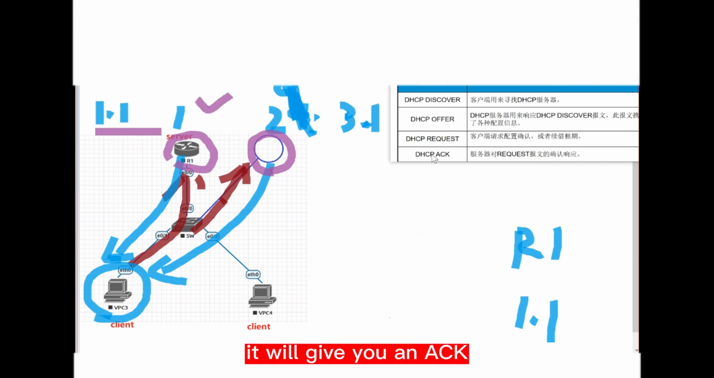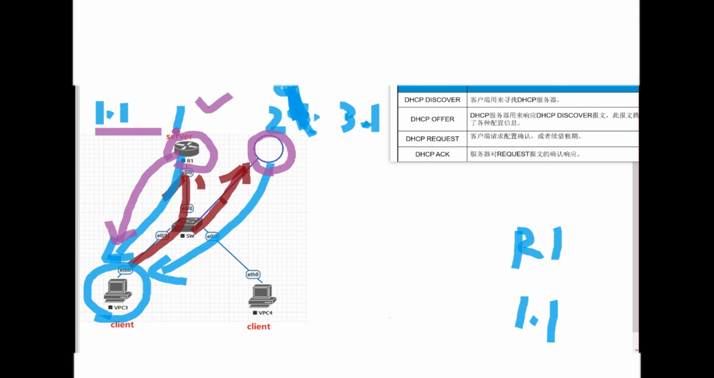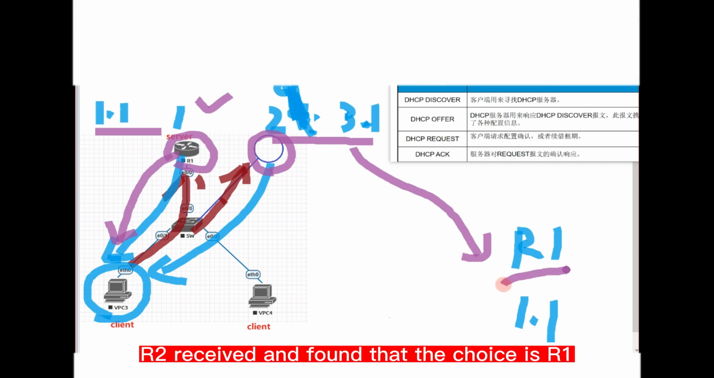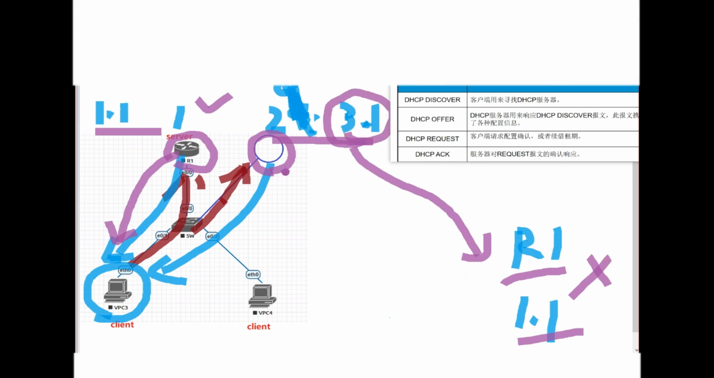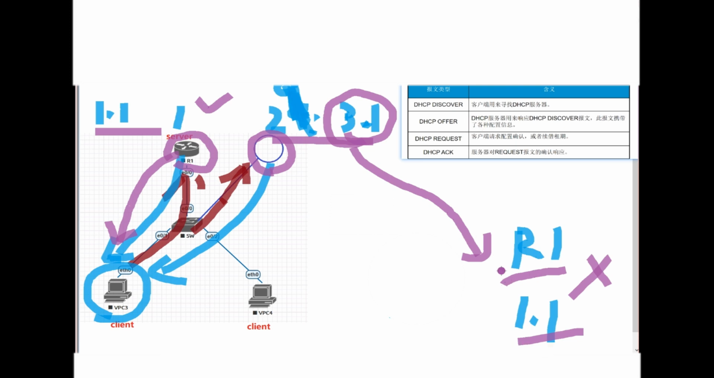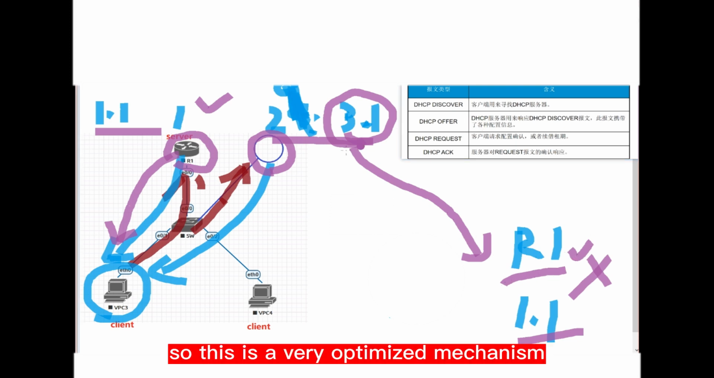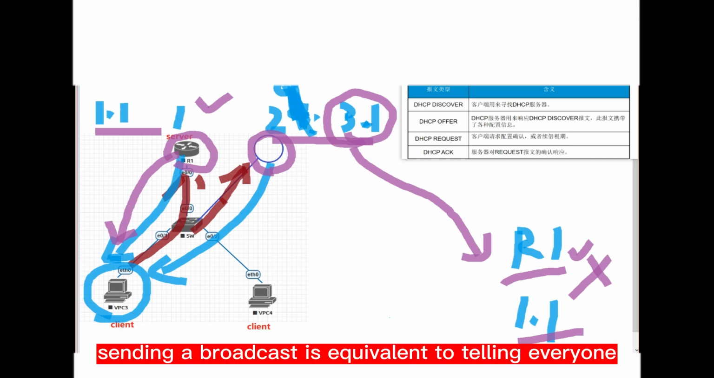It will give you an ACK, making a response to this message, and it is locally documented. Why send it to this device? Because it is broadcast, R2 can also receive. R2 received it and found that the choice is R1. It takes back the allocated address for other clients in the future. This broadcast message not only told the server you want to choose, but also let the server you don't want to choose know that you are not selected. So this is a very optimized mechanism. Sending a broadcast is equivalent to telling everyone.